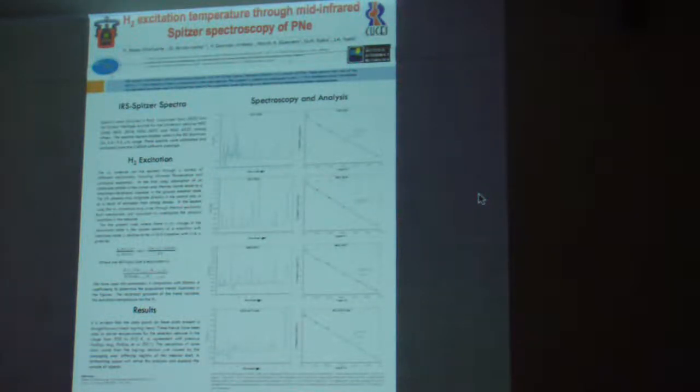Well, we calculated the H2 excitation temperature for a series of planetary nebulae. We got the spectra from Spitzer, in the mid-infrared range, and we put those through the CUBISM package, which was kind of a new way of doing it. And after that, we integrated the flux from each of the emission lines in hydrogen. And once we had the fluxes, we used Einstein A coefficients and statistical weights to calculate the temperatures for each object. And you can check out the details in our poster. Thank you very much.